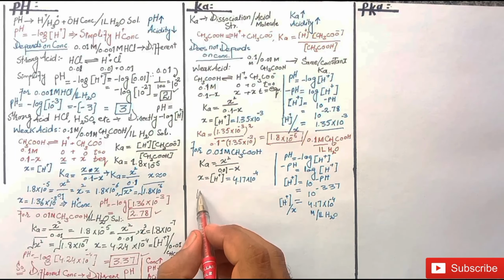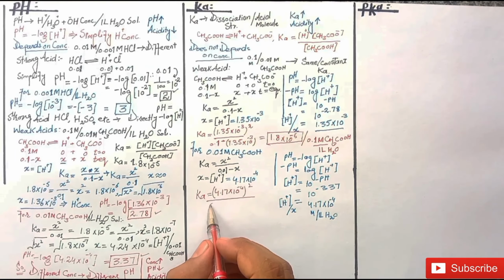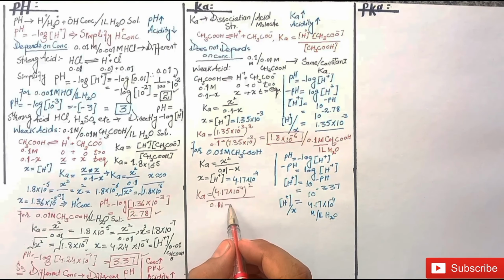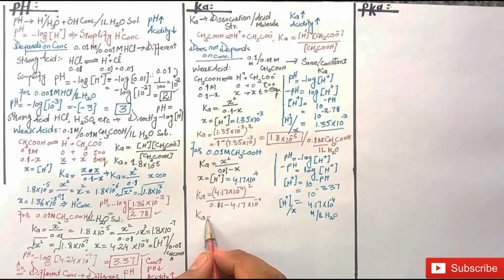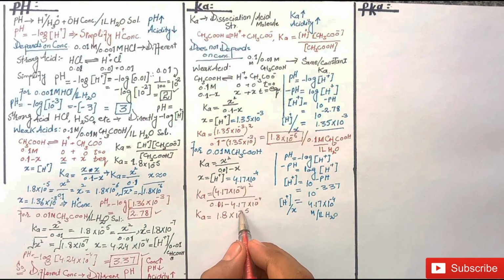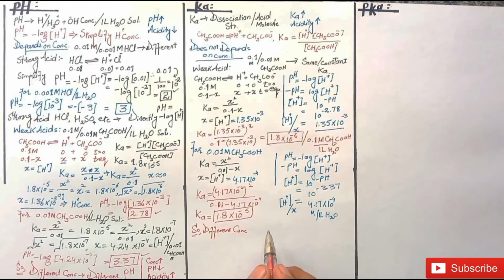Now by simply adding the value of X, the concentration of hydrogen ions, we can find out the value of Ka. By solving this equation, the value of Ka comes again 1.8 cross 10 power minus 5. So when we have different concentrations of an acid, the value of Ka is fixed or the same. This is a constant value.